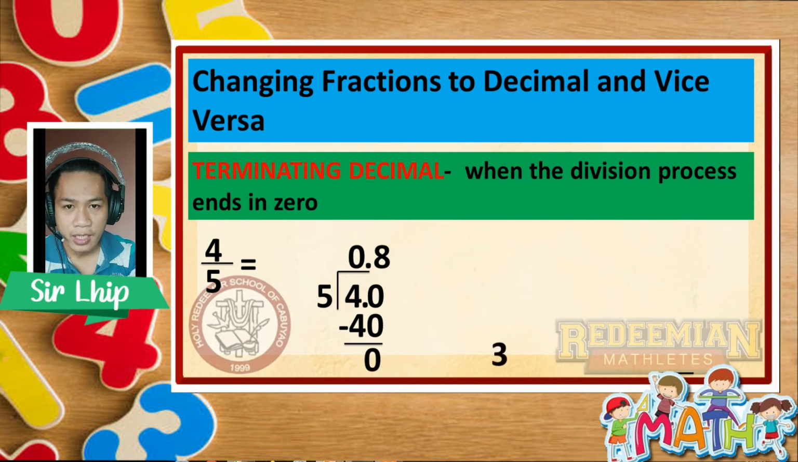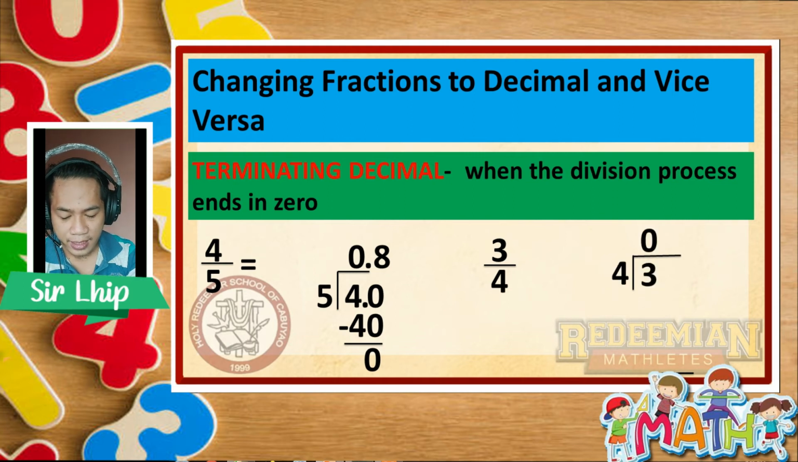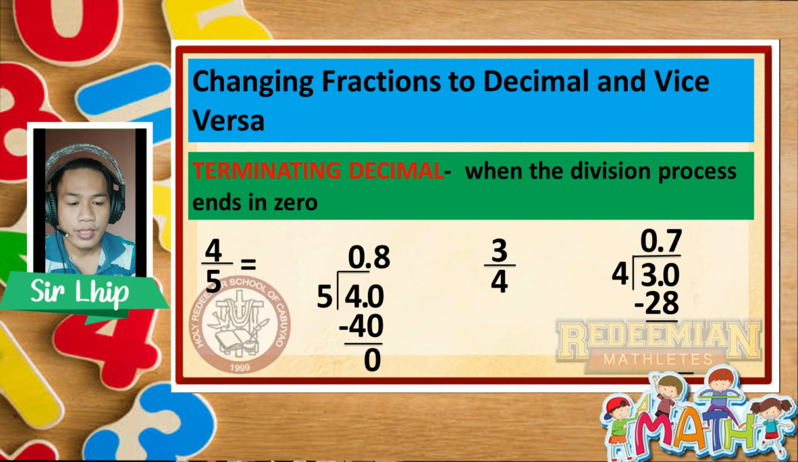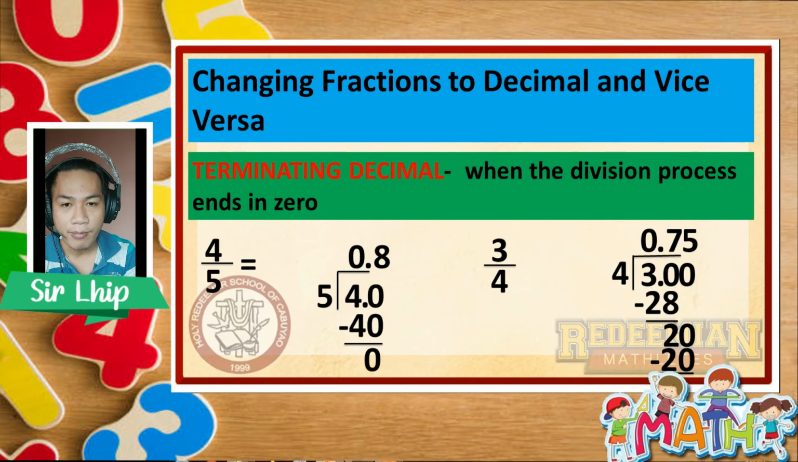Another example is 3/4. 3 divided by 4 cannot be. So, add 0 in the dividend. So, 3 becomes 30. 30 divided by 4 equals 7. And don't forget to write the decimal point in the quotient. So, 7 times 4 equals 28. 30 minus 28 equals 2. Add 0 again and bring down. So, 2 becomes 20. So, 20 divided by 4 equals 5. Therefore, 3 over 4 equals 0.75 or 75 hundredths.